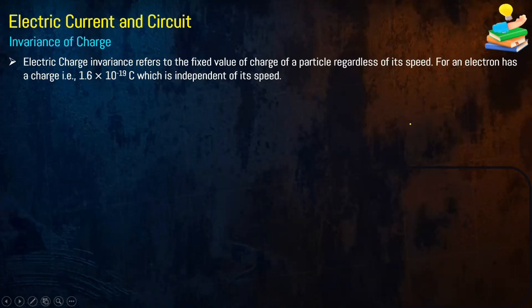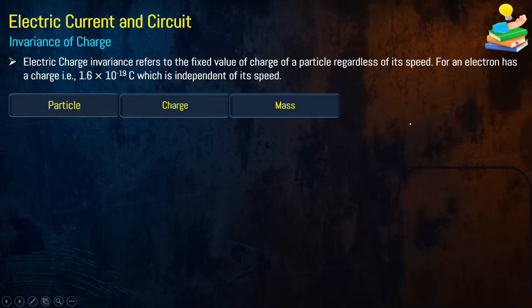Let's have the definition. Electric charge invariance refers to the fixed value of a charge of a particle regardless of its speed. For an electron having a charge of 1.6 into 10 to the power of minus 19 Coulomb, which is independent of its speed. What is the charge on electron? 1.6 into 10 to the power of minus 19 coulomb. This value never ever changes, even though electron is at rest or in motion. That is the invariance of the charge.